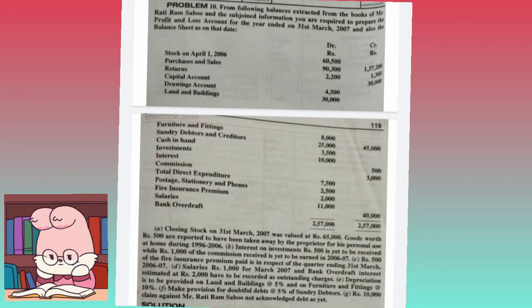Okay. Next, rupees 500 of the fire insurance premium paid in respect of the quarter ending 31st March. Fire insurance premium paid in respect of the quarter ending 31st March is a prepaid expenditure. It is a future expenditure we are paying today. So I think they have given here quarter ending 31st March 2006-7. It is not right, I guess.